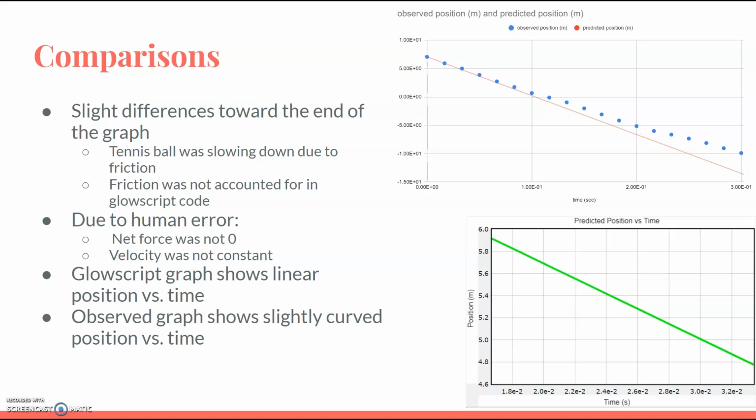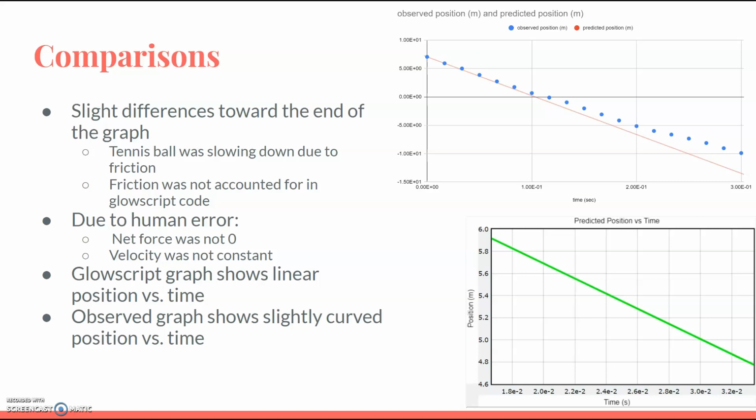This also could be due to human error, as I did apply a force in the very beginning of the video, and we assumed net force was 0. However, it possibly was not, and therefore the velocity was not constant. Now, the GlowScript graph does show a linear position versus time graph, which indicates a constant velocity, which is true, as that is what we inputted into the code.